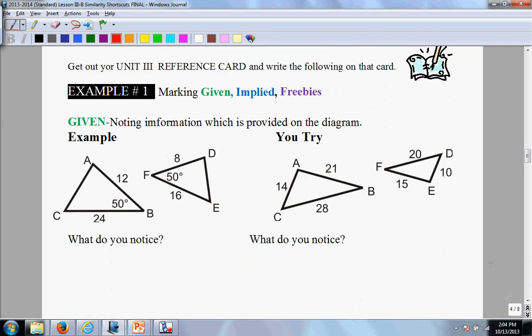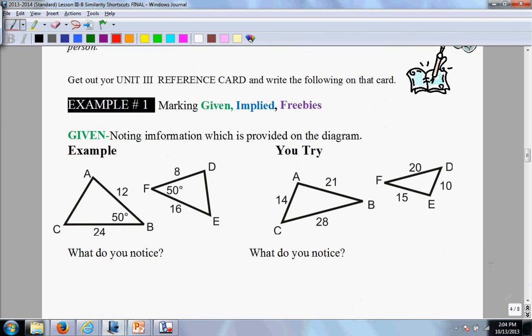So now I'm going to teach you how to follow something called GIF. Given, implied, freebies. GIF. This keeps track of how to mark diagrams. Very important you follow my directions right now, and you mark up the diagrams as I direct.